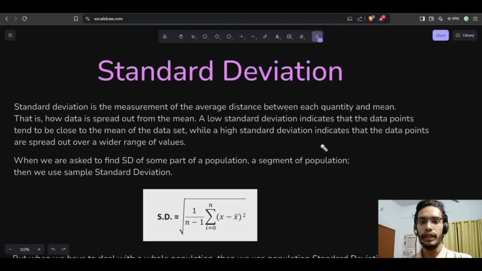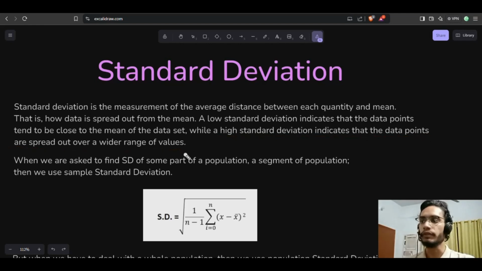Now let's understand what the standard deviation is. Standard deviation is a measurement of the average distance between each quantity and the mean. That is, how data is spread out from the mean, how much difference there is between the data and the mean. A low standard deviation indicates that the data points tend to be close to the mean of the data set, while a high standard deviation indicates that the data points are spread out over a wider range of values.